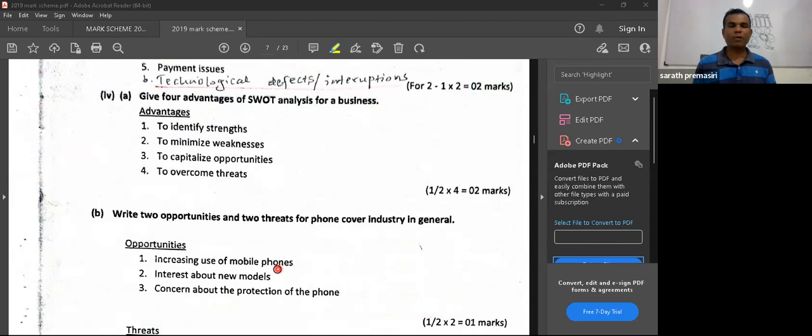Next one, interest about new models. People are interested in new models of phone covers. That is a new tendency, and it is an opportunity for Anusha when she is doing her business.